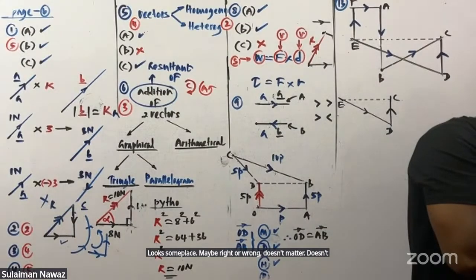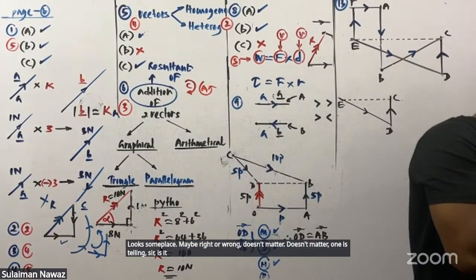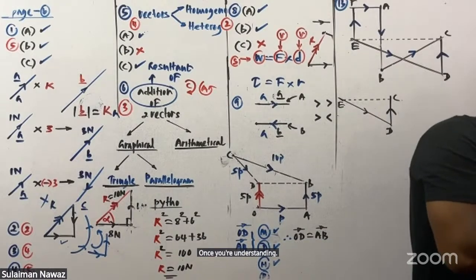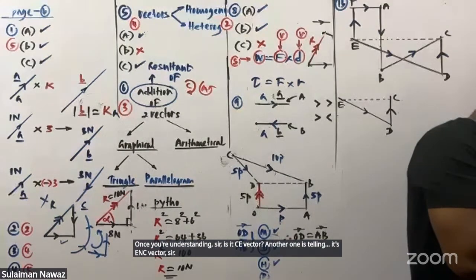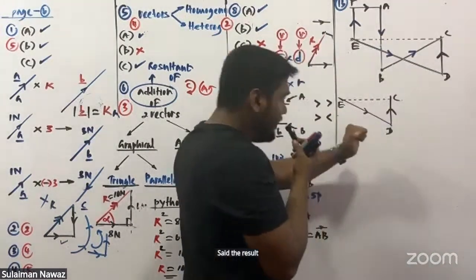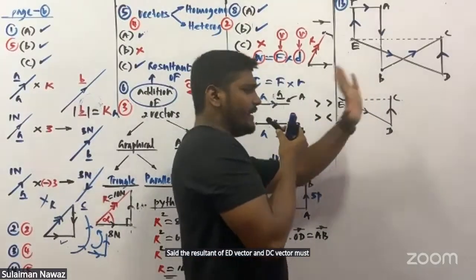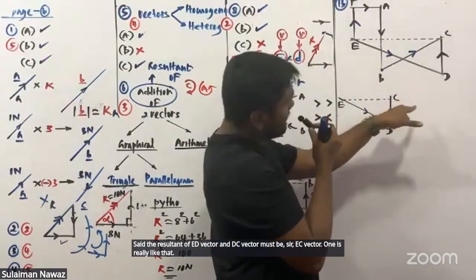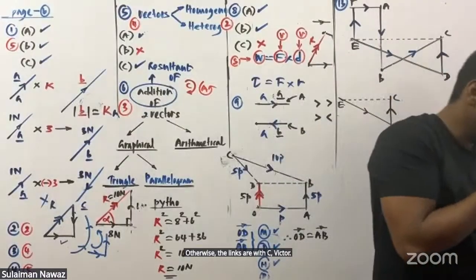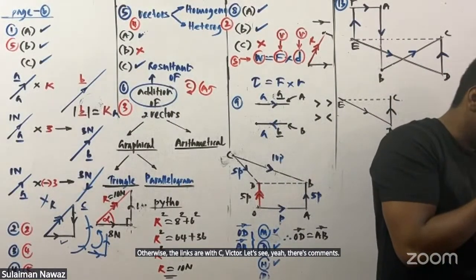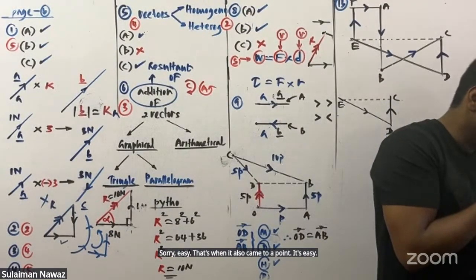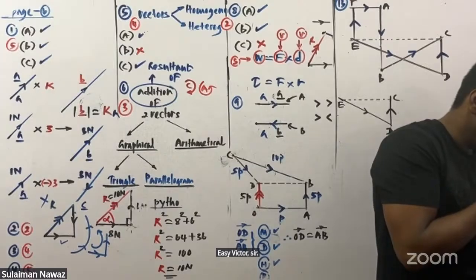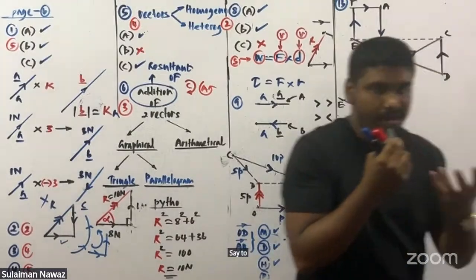One student is telling, sir, is it the CE vector? Another one is telling, it's the EC vector, sir. So the resultant of the ED vector and DC vector must be the EC vector. Let's see others' comments. Sorry, EC. Another one also came to the same point. It's EC. So it's easy. So it's the EC vector. Does anyone understand that?